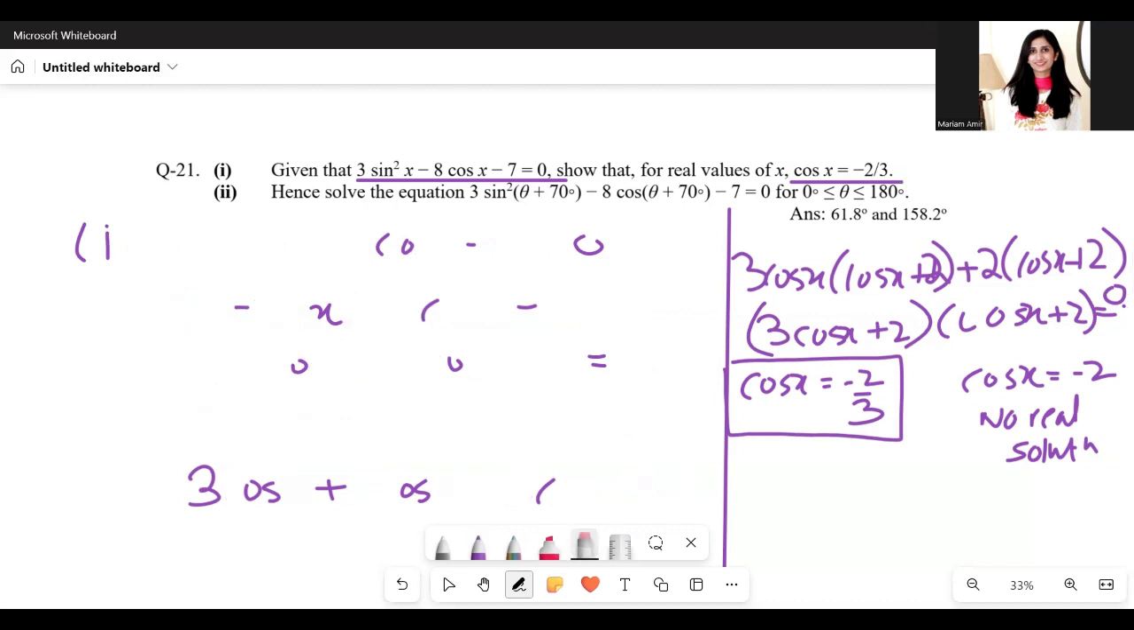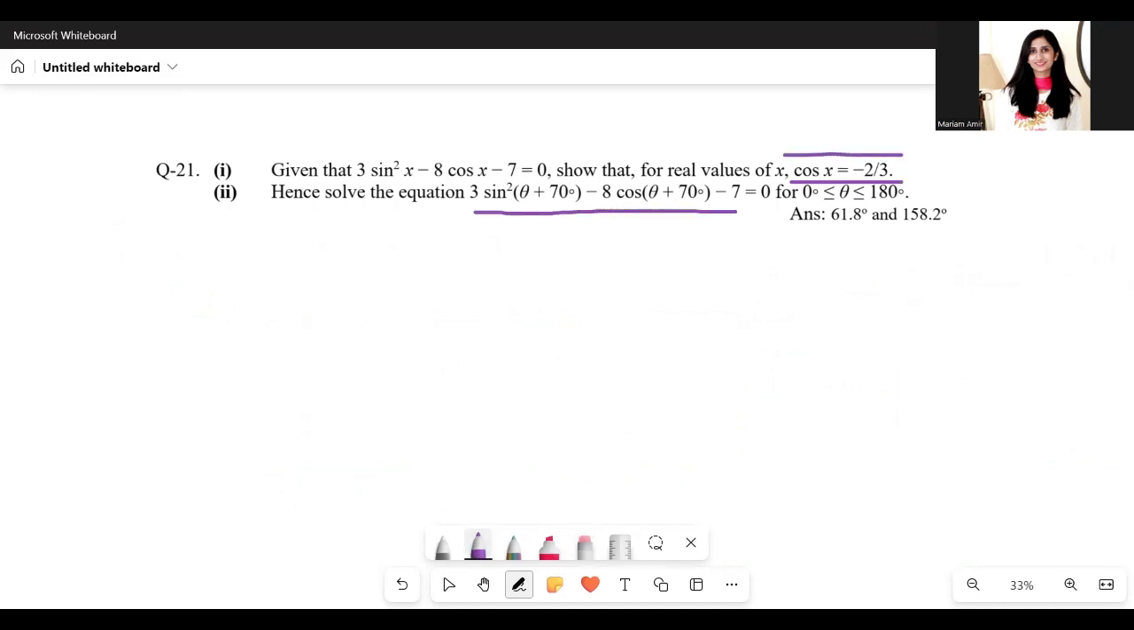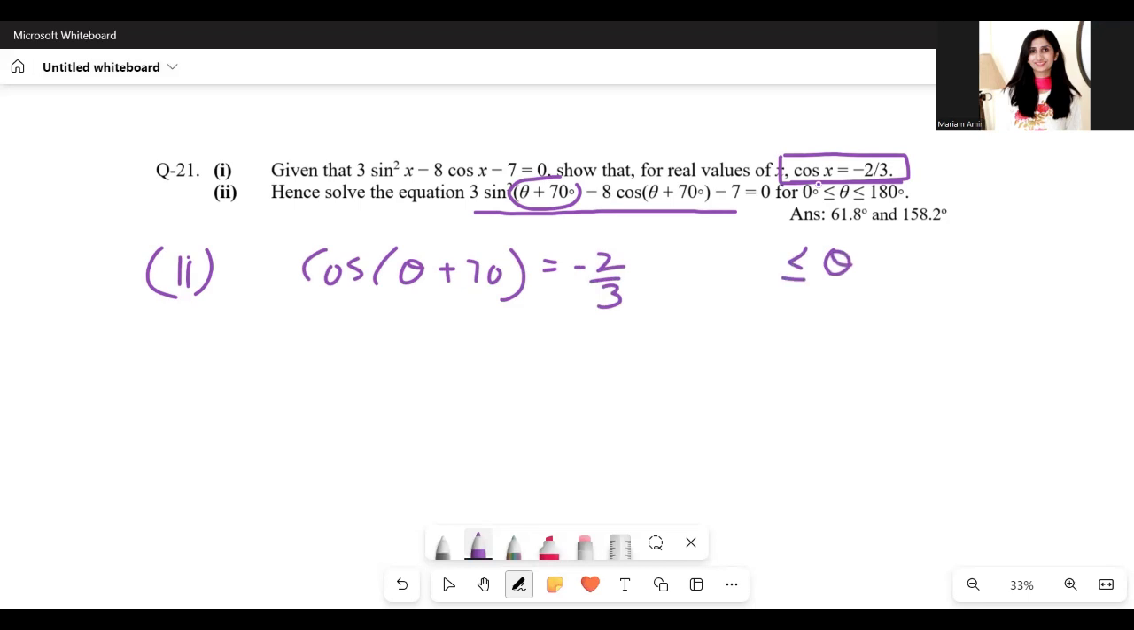Part 2 would be: hence solve this equation. So we'll have to use the result of the previous part here. Let's see. Okay, so this part will be replaced with this. However, x will be replaced with theta plus 70. So this becomes cos of theta plus 70 equals minus 2 over 3. And the given domain is theta between 0 and 180.